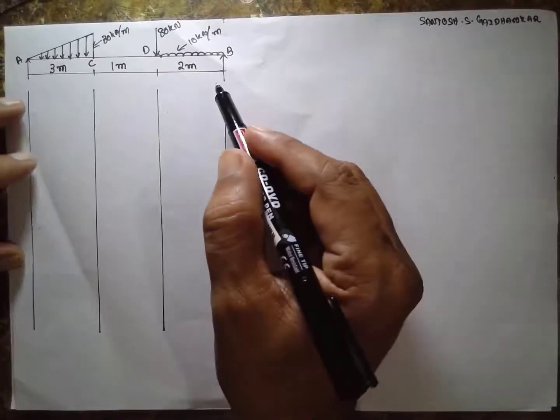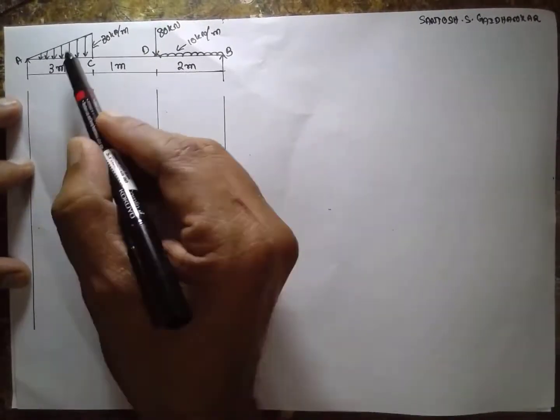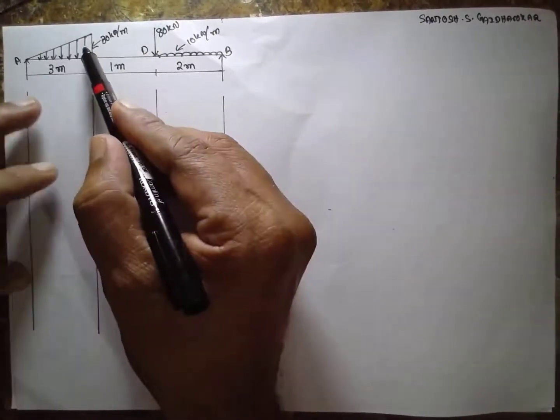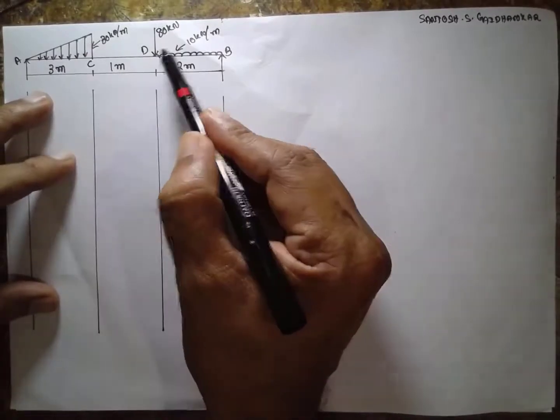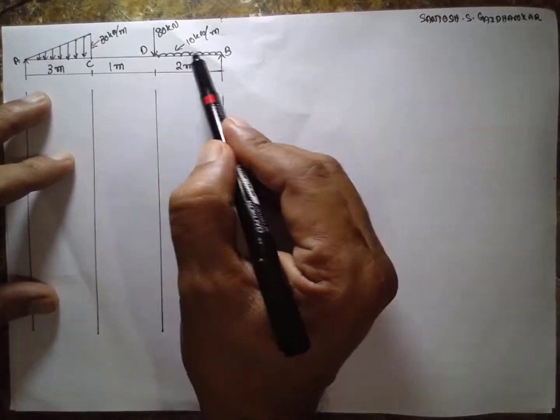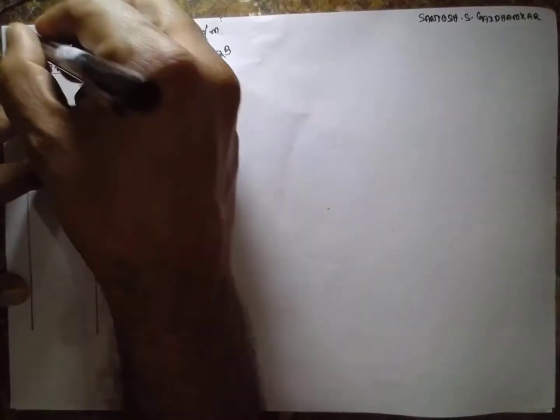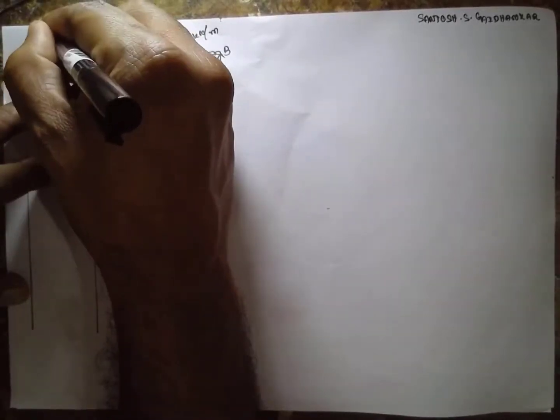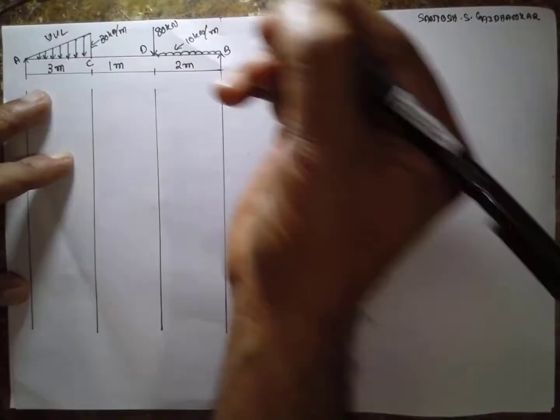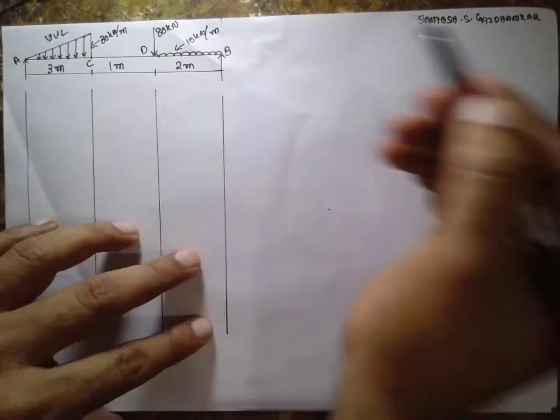Today I am solving the problem of a simply supported beam with UDL. This is a uniform varying load. The point load is acting here and UDL is also acting here. This is the UVL, uniform varying load, and this is the UDL.